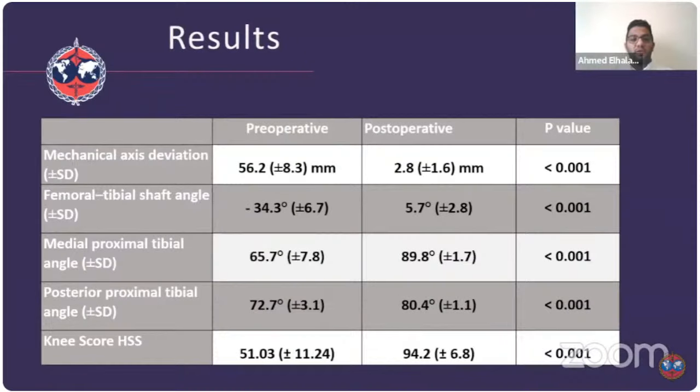Our results showed statistically significant improvement when comparing the preoperative and postoperative outcome clinically and radiologically. So we assessed the medial axis deviation, the femoro-tibial shaft angle, the medial proximal tibial angle, the posterior proximal tibial angle, and also the knee score, the HSS.